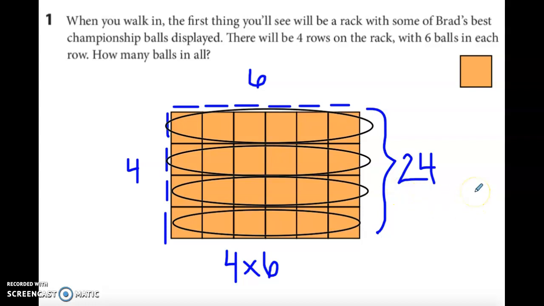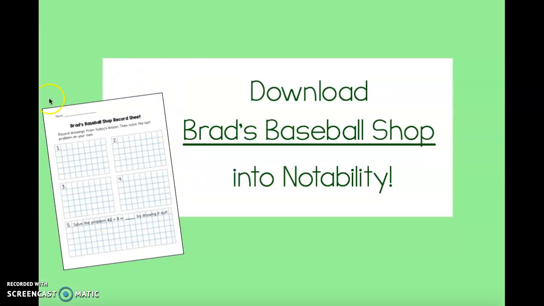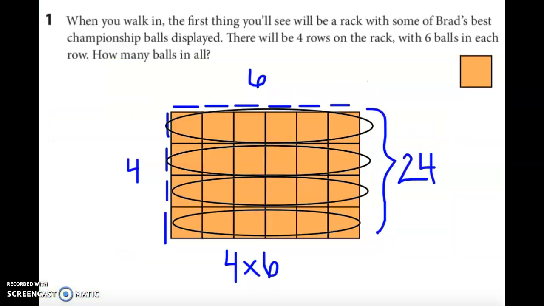So if you guys haven't already, you can pause this video, and I want you guys to make sure that you write this on Brad's Baseball Shop. It's a grid for you, so you can actually count down 1, 2, 3, 4 spaces, 1, 2, 3, 4, 5, 6. Make that shape, and you should have these labels for the 4 rows. 4 times 6 equals 24. All right, let's go to the next problem, and you guys are going to be building this one as well.